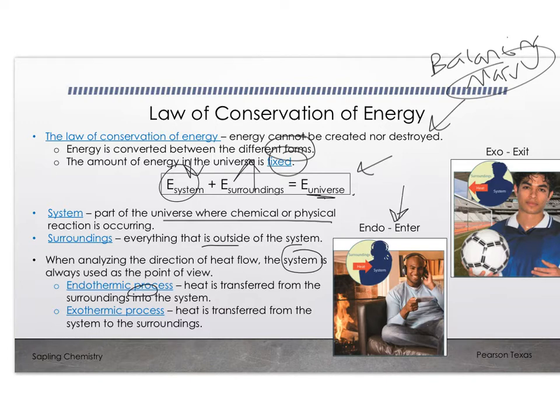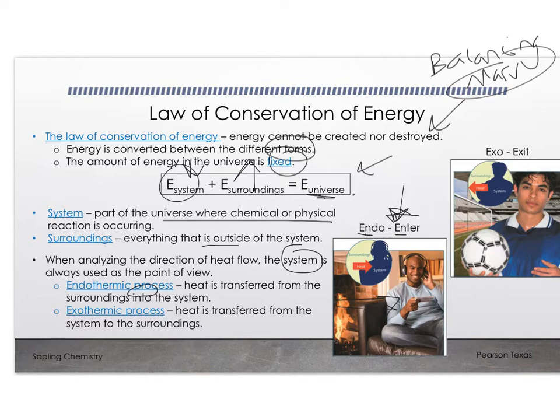Think about trying to heat yourself up on the couch. You have your nice little cell phone out, and you sit by a fire. The energy is traveling from the fire into your body because you want to get warm. Think about endothermic as entering the system, so heat is going into the system.